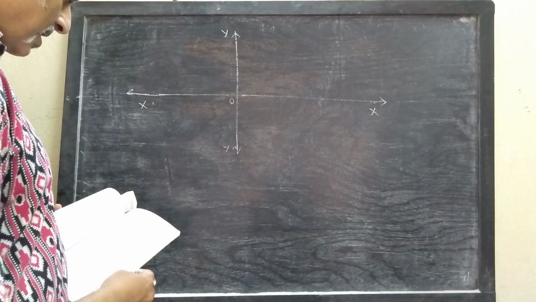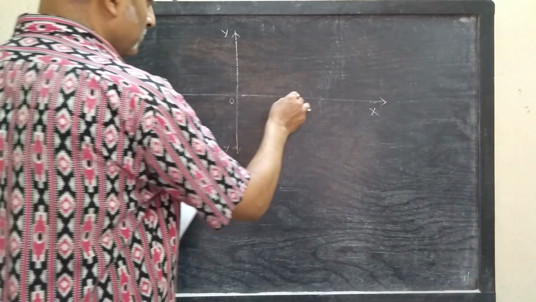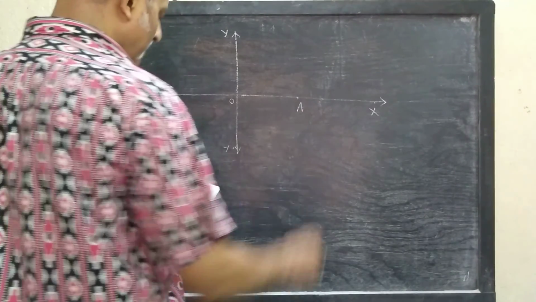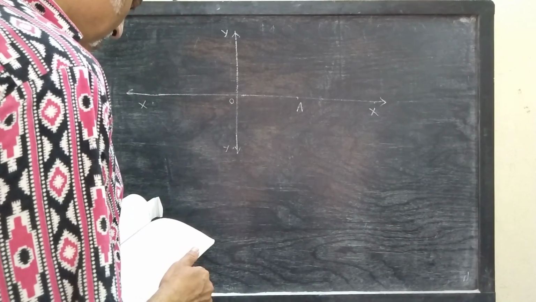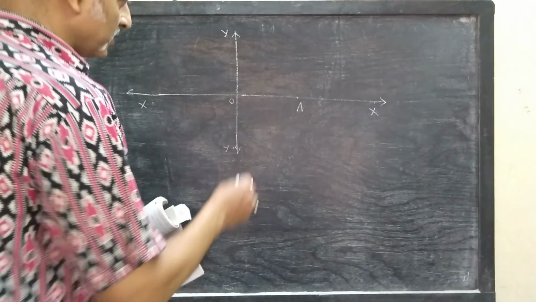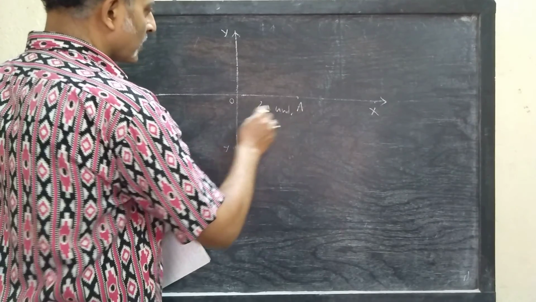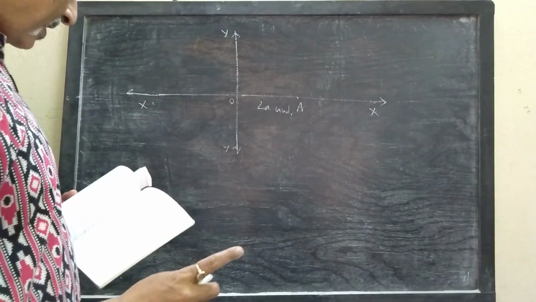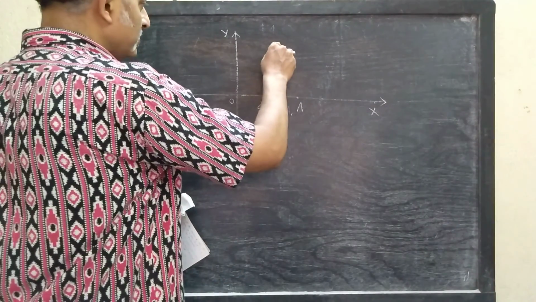OAB is an equilateral triangle where OA is along OX. So here will be your point A, and that equilateral triangle has its side of length 2A units. This is 2A units. Case 1: B lies in the first quadrant. B lies here.